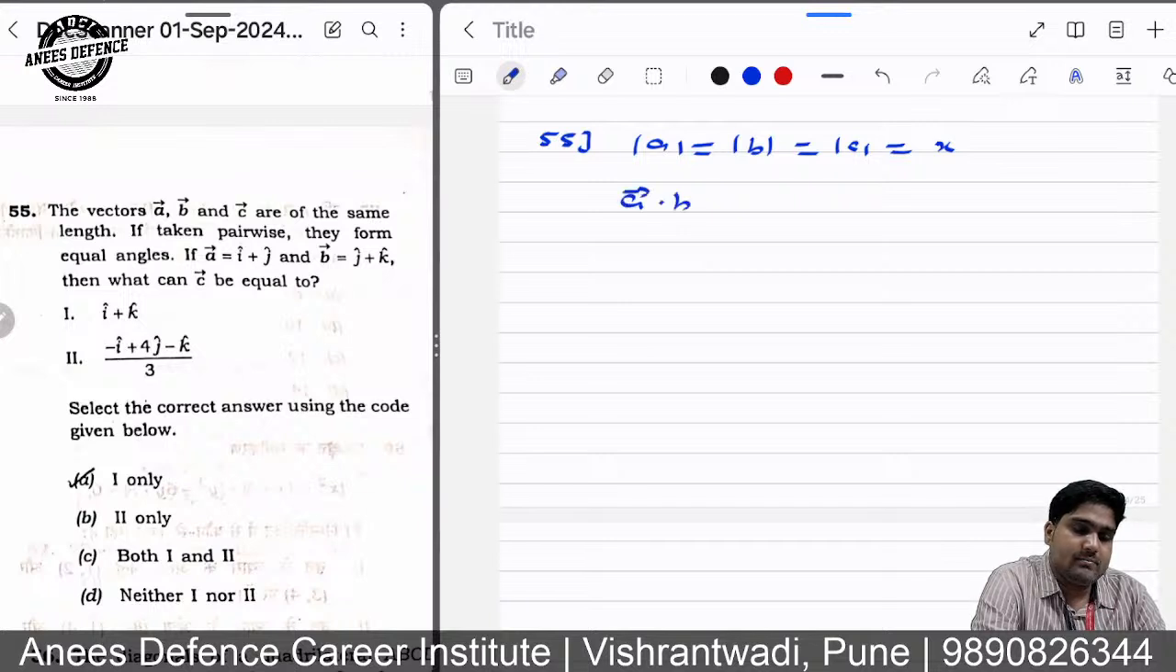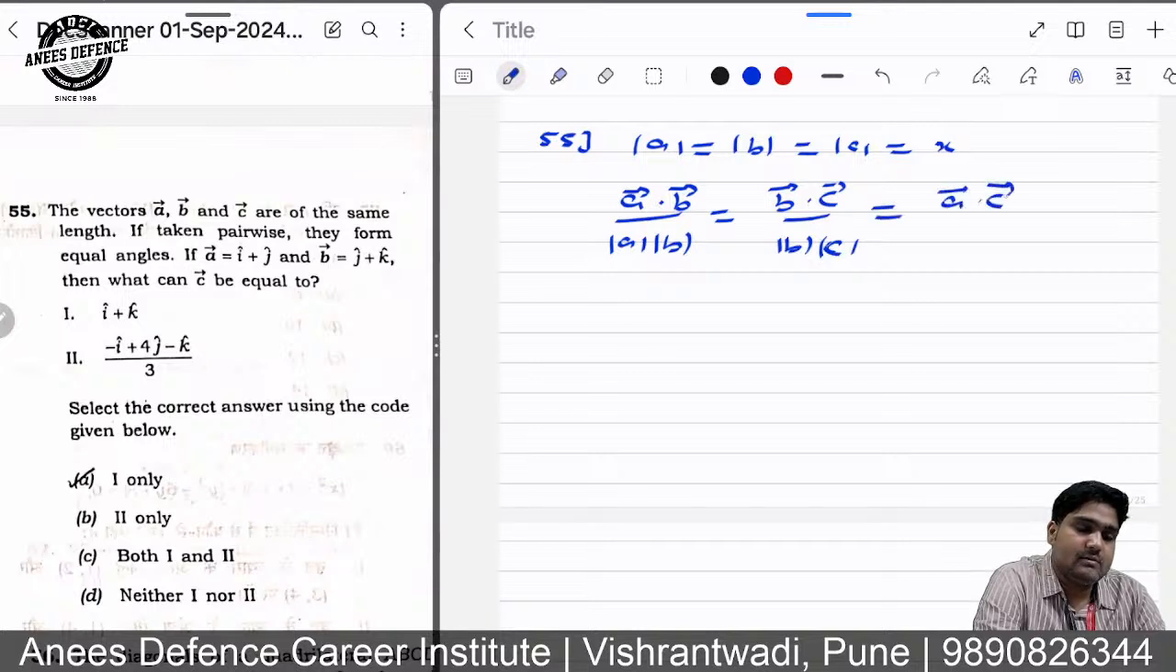So A dot B upon magnitude of A magnitude of B is the same as B dot C upon magnitude of B magnitude of C, which equals A dot C upon magnitude of A magnitude of C. These cancel out because the magnitudes of all three are the same. Now let's find the dot product of A and B. A dot B will be the I dot J and J dot K is 1.